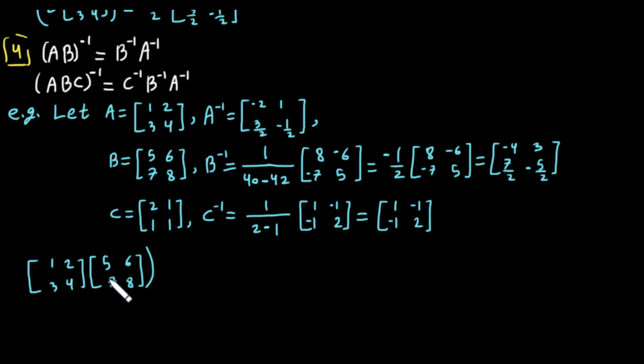If you want to take the inverse of this, if you have A inverse and B inverse, you just put this B inverse here, because here B inverse, 7/2, negative 5/2. Multiply by A inverse, because B inverse multiply by A inverse, so I have to write it here.